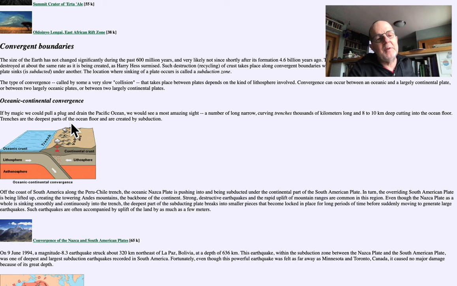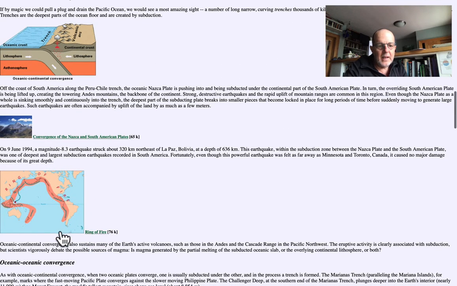And this is what you see in the Pacific Northwest with Mount Baker, Mount Rainier, Mount Adams, Mount St. Helens, Mount Hood, going from north to south. This is the zone away from where the ocean plate is subducting under the continental plate and creating volcanism on the land behind. Again, the famous Ring of Fire. This is the zone of convergence.